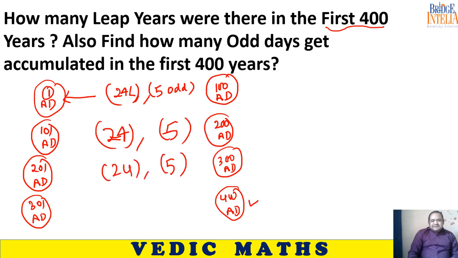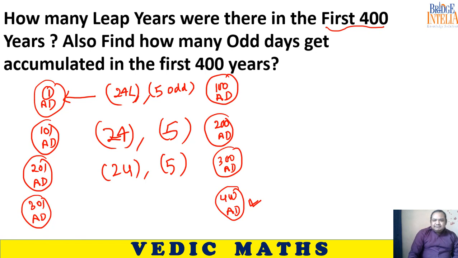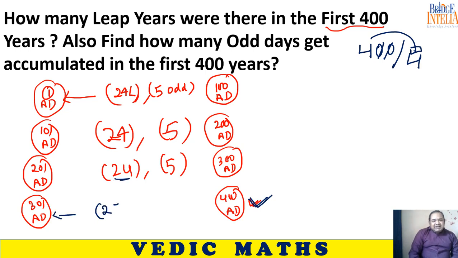But now there is a slight change. 400 AD is a leap year. Even if you remove the last two zeros, 4 is divisible by 4, so 400 AD is a leap year. So this time, in this time duration, there are not 24 but 25 leap years, and because of one extra leap year, one extra day is also there. So 25 leap years and 6 odd days are there in this time duration.